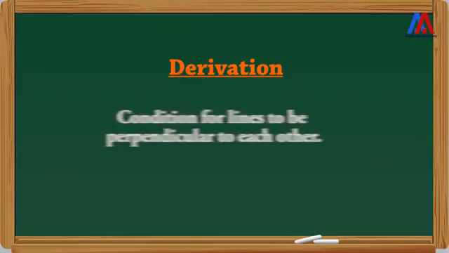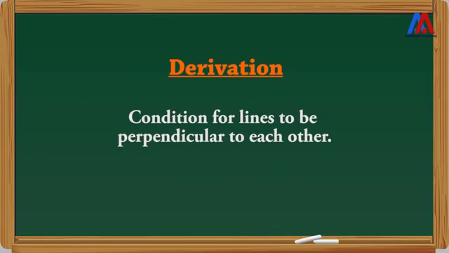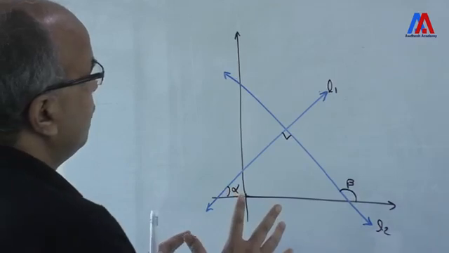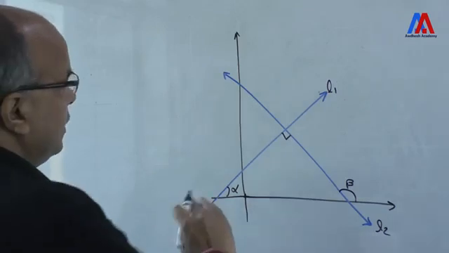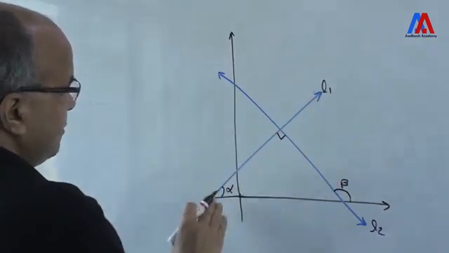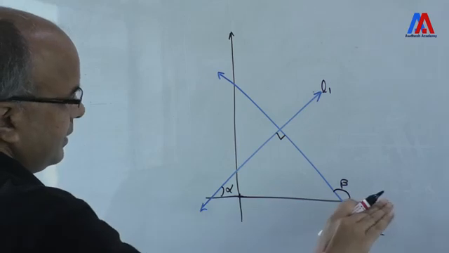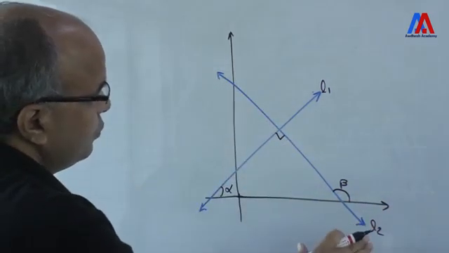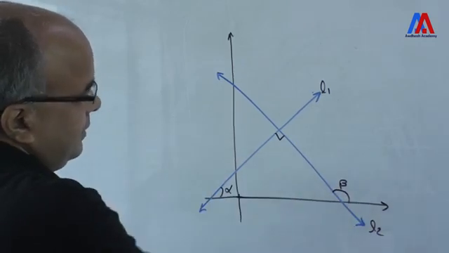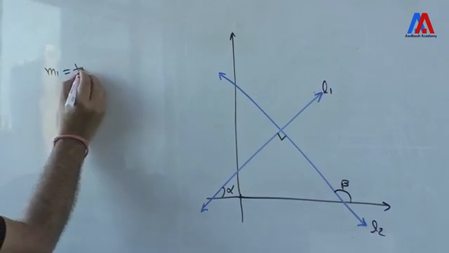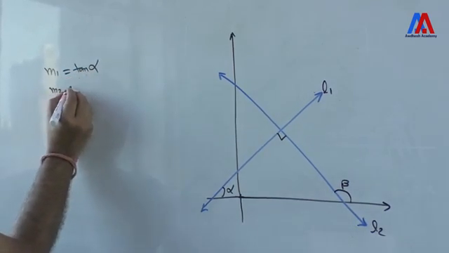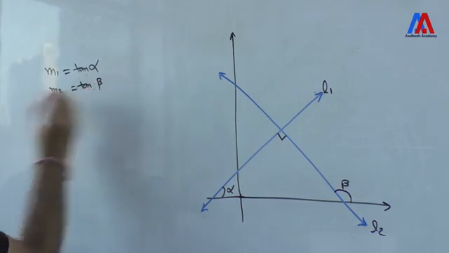Now let us find out the condition for lines to be perpendicular to each other. Let me explain this concept to you on the board. So let us find out the conditions for two lines to be perpendicular to each other. Now here is one line L1 which is making an angle alpha with the x-axis, and line L2 which is making an angle beta with x-axis. So we can say that m1 is equal to tan alpha and m2 is equal to tan beta.